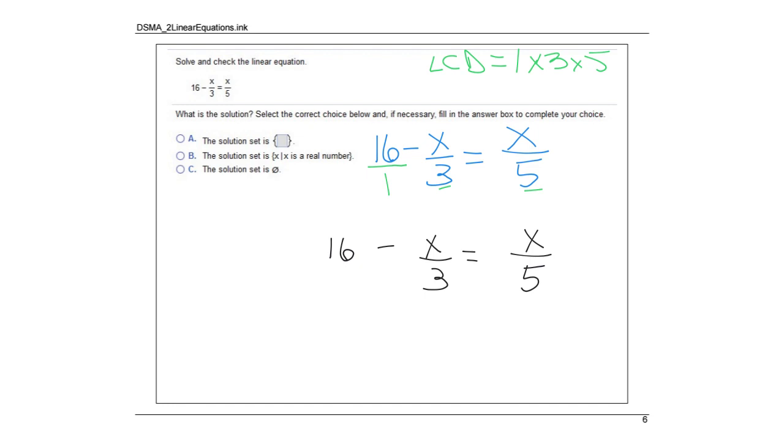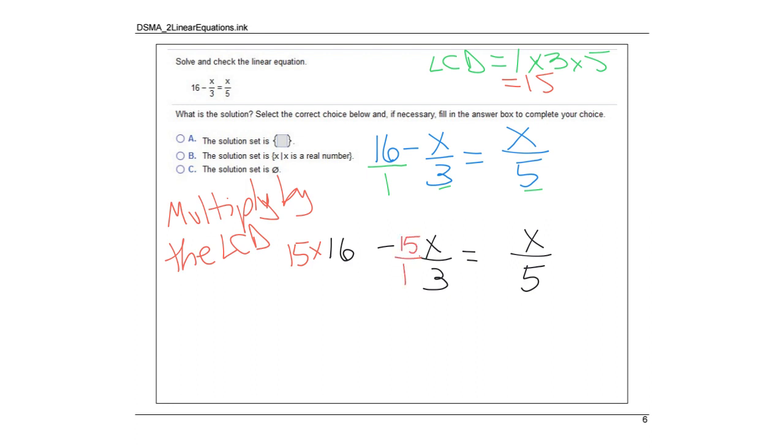So what we're going to do is multiply by the least common denominator. But we have to multiply every single term to keep it balanced. So we're going to multiply, and that was 15, right? 1 times 5 times 3. So I'm going to multiply everything by 15. For the fractions, I'm going to do 15 over 1. And then we're going to go ahead and clean this up.